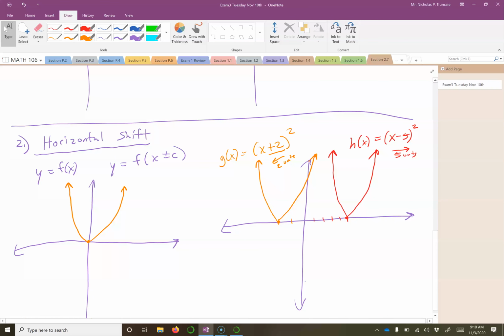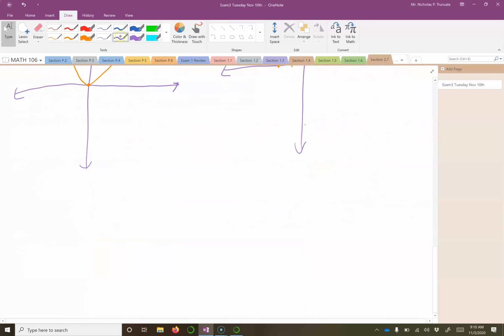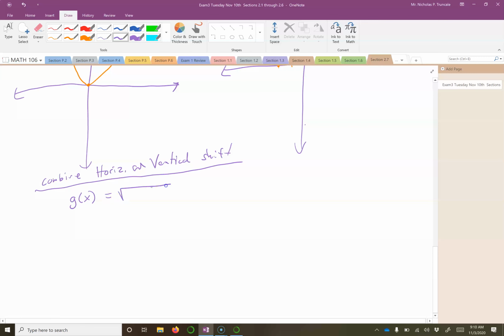So what you can do is you can combine those. So let me show you just a real simple combining of these. I'm going to combine a horizontal and vertical shift. I think I'll use a different function. Let's say there's a function, g of x, and it is the square root of x minus 1, plus 4. Okay?